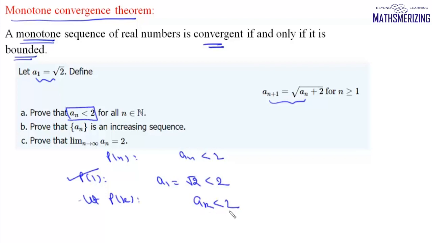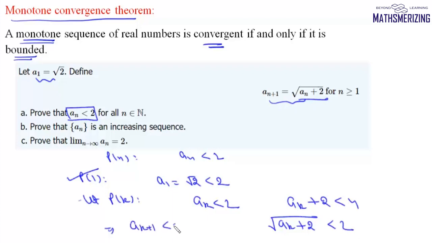Now we are given that ak is less than 2. If we add 2 both sides, we can write ak plus 2 will be less than 4. That is, under root of ak plus 2 will be less than 2. Now under root of ak plus 2 will be nothing but a(k+1). So from here we can say a(k+1) will be less than 2. That means P(k+1) is true. And if P(k+1) is true, from induction we can say that it is a bounded sequence.